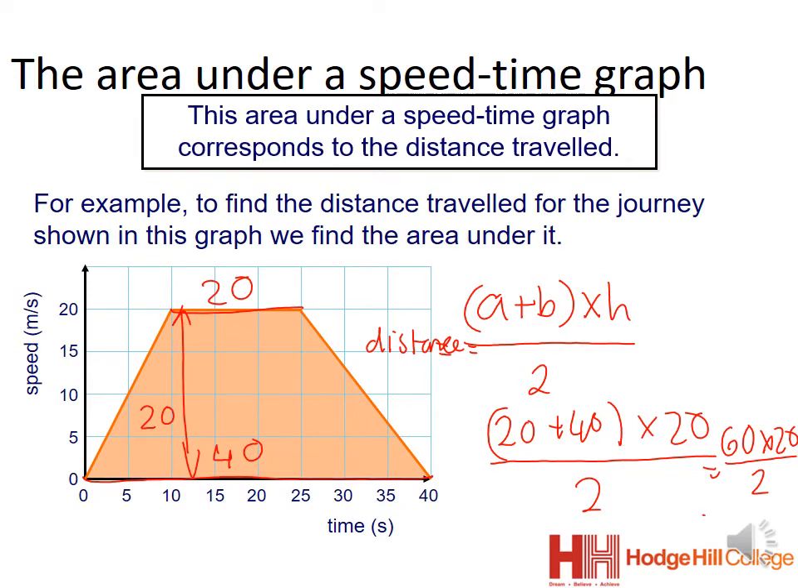And the answer to that, 60 times 20 is 1,200. And divide that by 2, the answer will be 600. So our final answer is 600 meters is covered by the object whose journey is explained through the speed time graph.